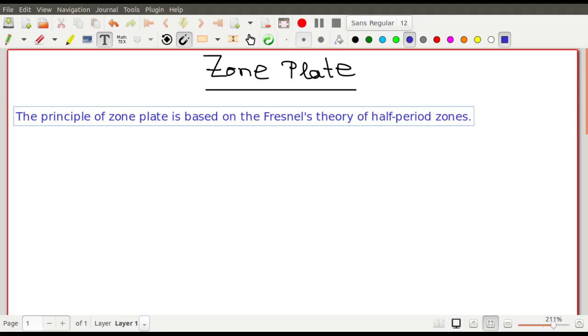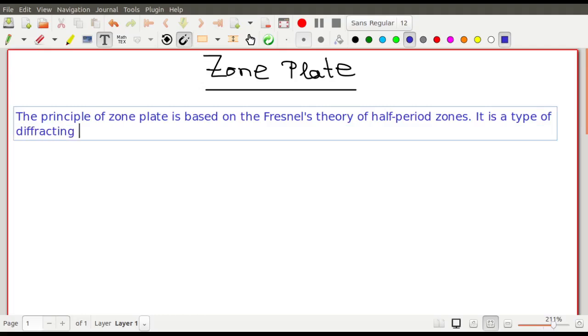It is a type of diffracting screen used to stop the light from alternate half period zones. যেটা আমি আগে বলেছি, I have said.